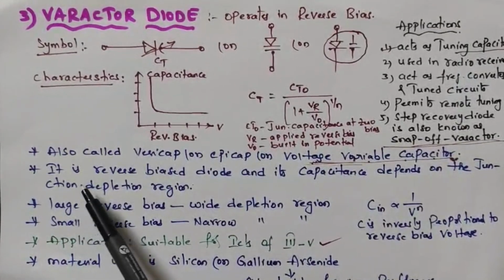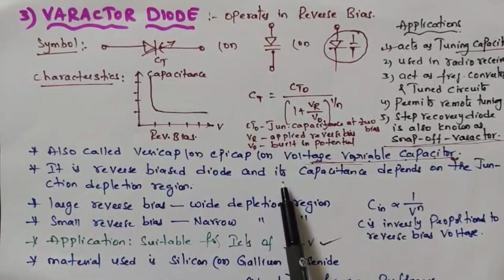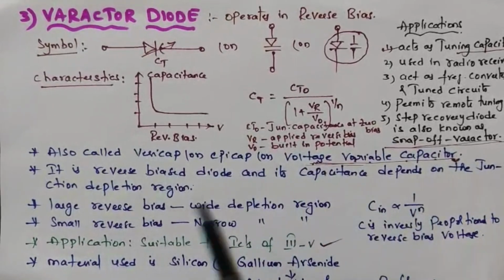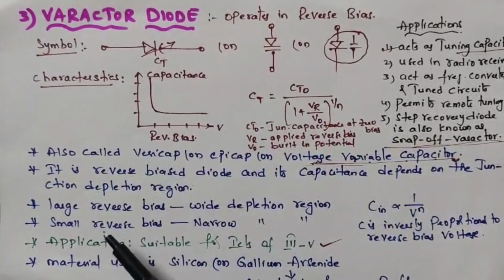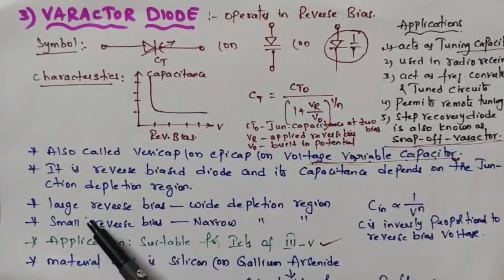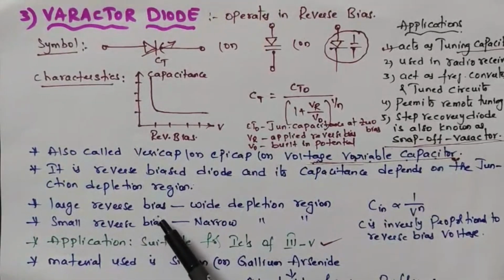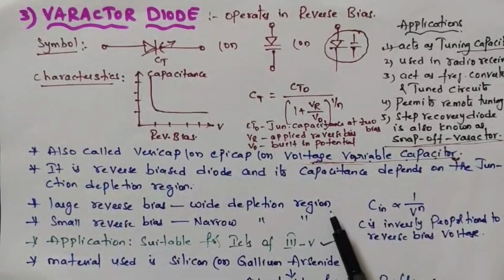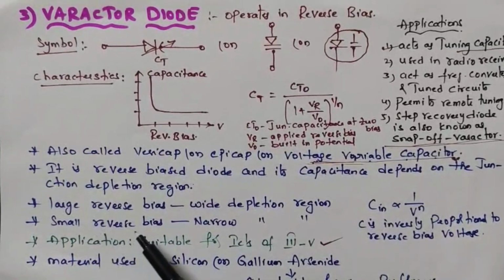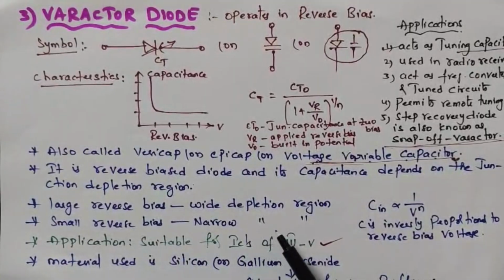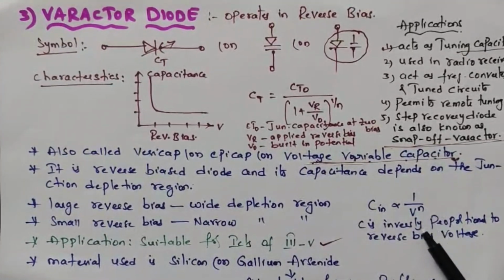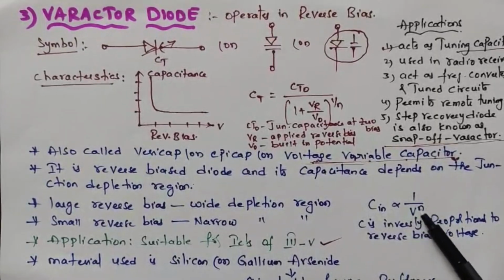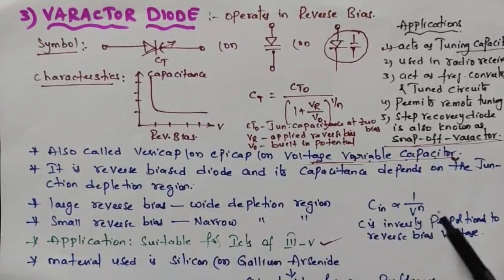And next one is, it is a reverse bias diode and its capacitance depends on the junction depletion region. Coming to the reverse bias, if you have a large reverse bias, obviously you will have a wide depletion region. If it has a small reverse bias, it has a narrow depletion region. Here the Ct is inversely proportional to the reverse bias voltage denoted as Vr.